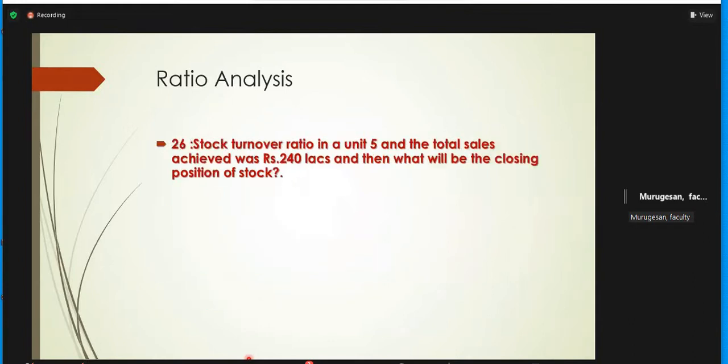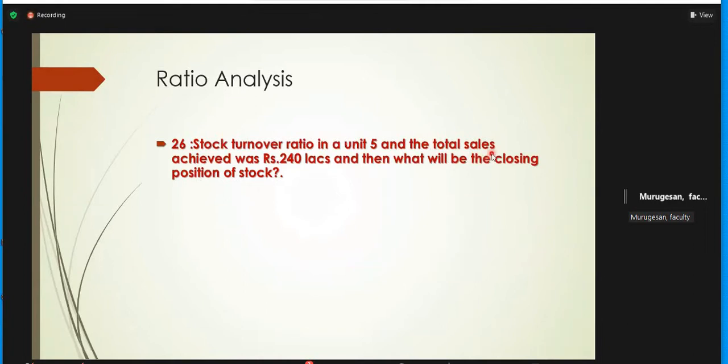Similar way they will ask. Now you see the question. Simple question. But sometimes people miss it. Stock turnover ratio of a unit is 5 and the total sales achieved was 240 lakhs. Then what will be the closing position of stock? Sometimes they will give opening stock also. Then they will ask closing stock.